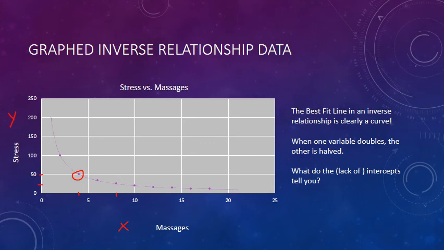Unlike our previous graph of the linear relationship, this graph has no intercepts. So the lines are getting closer and closer to both the y and x axis, but they're not going to cross them. These are called asymptotes. And we may be talking about this in the future in this class. But the takeaway for this slide is that the best fit line in an inverse relationship is going to be a curve.